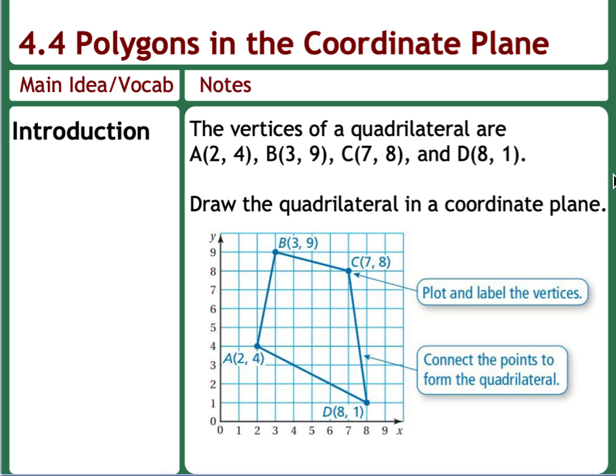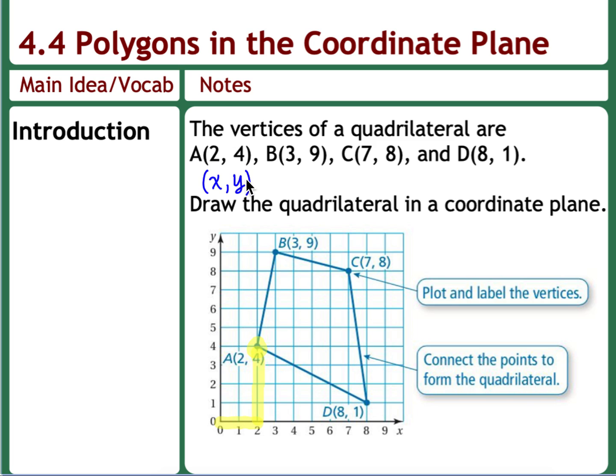at 8, 1. Now remember, when we have ordered pairs, the first value tells us the x coordinate and the second value tells us the y coordinate. So when we're plotting 2, 4, that means we're going to go in the x direction 2 units, and then we're going to go in the y direction 4 units, and that is our point. Right, and you can see 3, 9, 7, 8, and 8, 1.